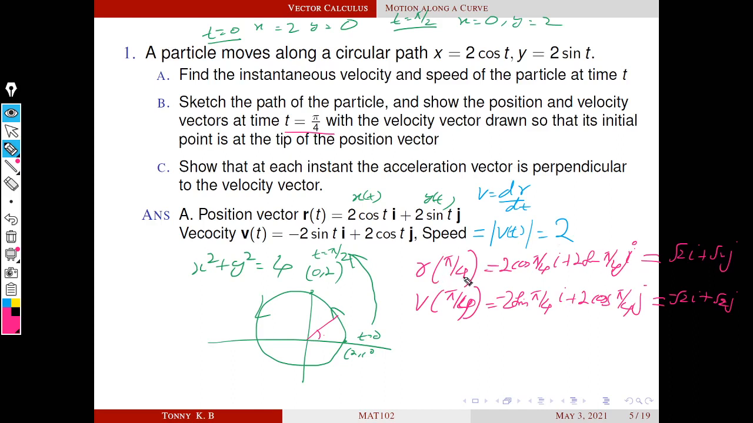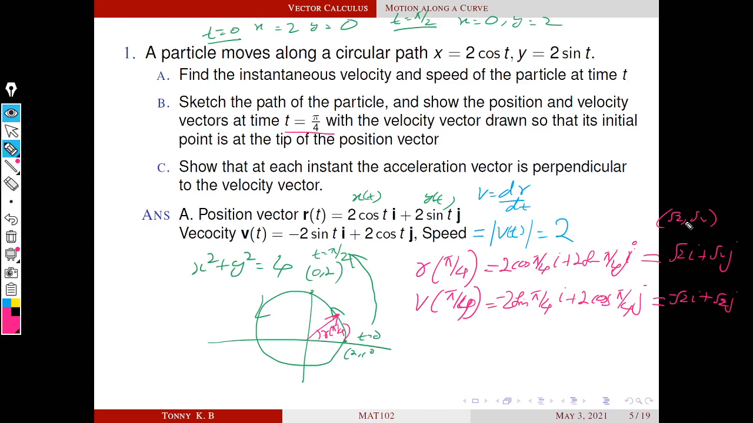Okay, so what about r of pi by 4? In the Cartesian system, this is (root 2, root 2). So root 2 is somewhere here. This is the point (root 2, root 2). So this is the vector r of pi by 4, isn't it? Okay, so this point is (root 2, root 2).